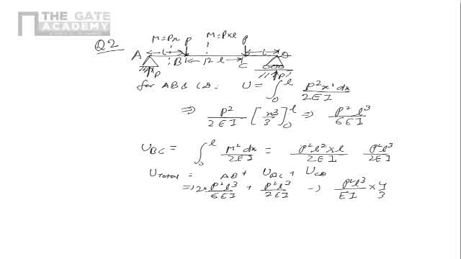Let me check the calculation once more. So I have AB and CD. So U for AB or CD is the integral from 0 to L of P square x square dx upon twice EI. So it becomes P square upon 2... Oh no, I've done something wrong here. Sorry, this is 0 to 2L.